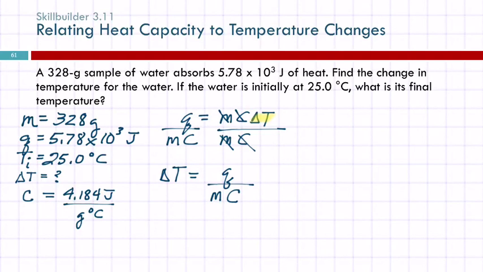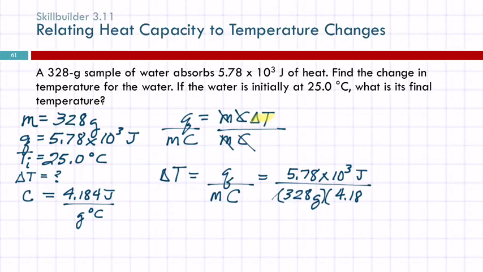So now we can plug these numbers in. We've got 5.78 times 10 to the third joules divided by 328 grams and 4.184 joules per gram degree Celsius. The joules cancel, the grams cancel. I've got 1 over Celsius, which is just Celsius. Again, be careful. We're dividing by two numbers.